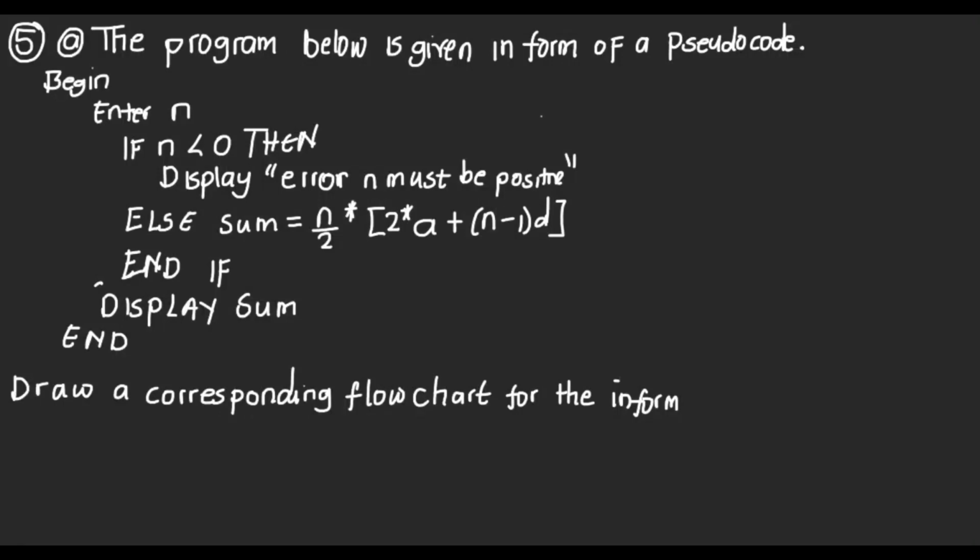Welcome people. In this video we are going to look at question 5 from mathematics paper 2 for the year 2023. The question reads, question 5a. The program below is given in form of a pseudocode. We have been given a pseudocode. Now the question is: draw a corresponding flowchart for the information given above.